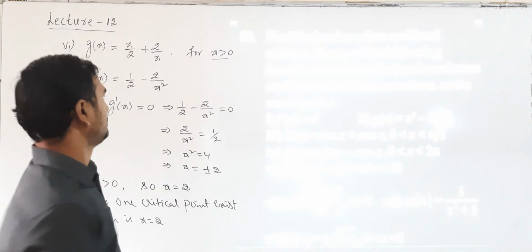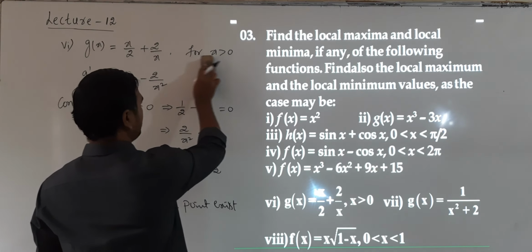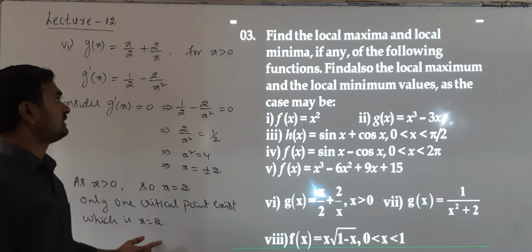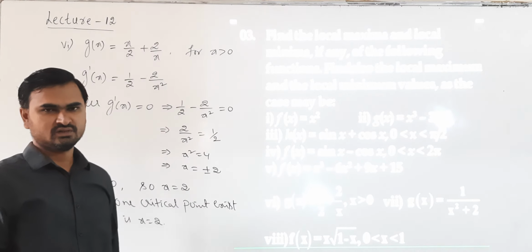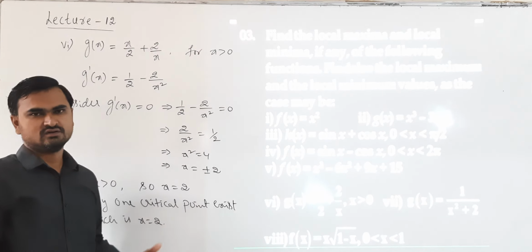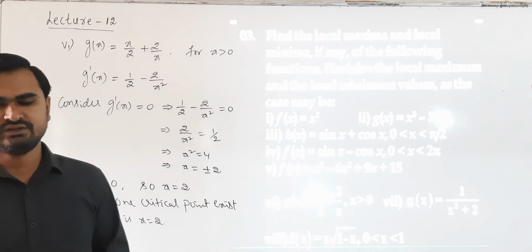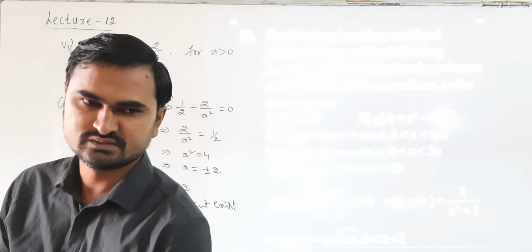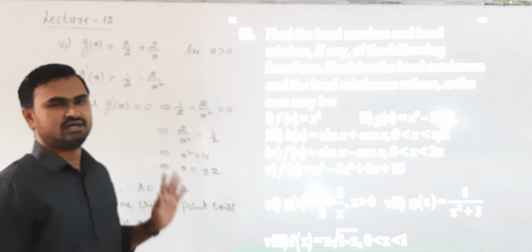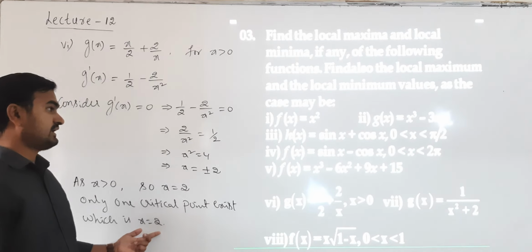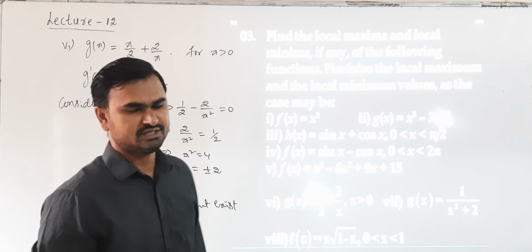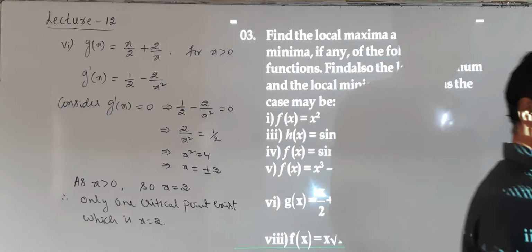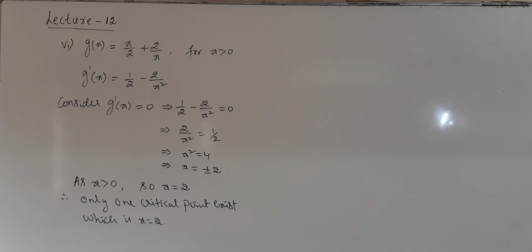Now at this critical point x equal to 2, we have to find whether this function has a maximum or minimum. It may be either one. What we know is that at critical points only we are going to get either maximum or minimum, but it is not known whether this point is a local maximum or local minimum. So let us do the second derivative test. Let us find the second derivative for this function.